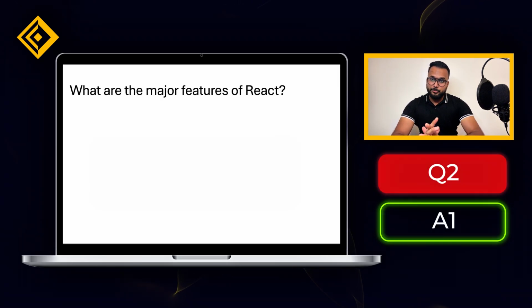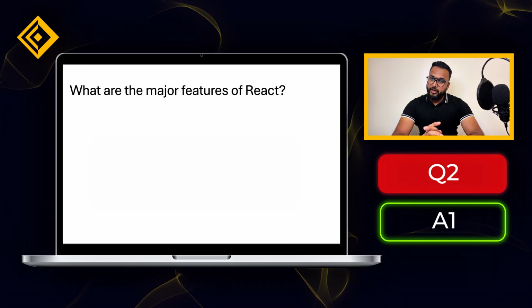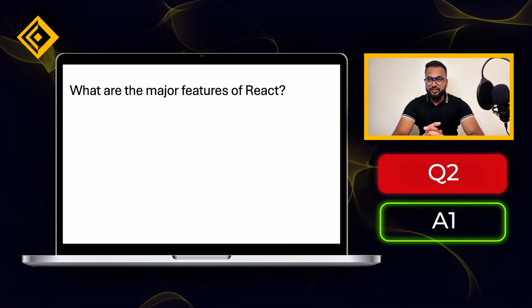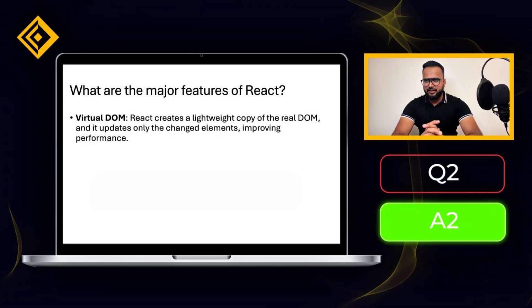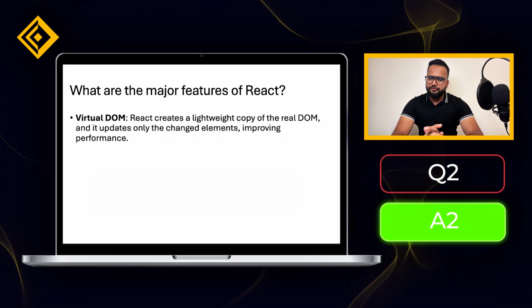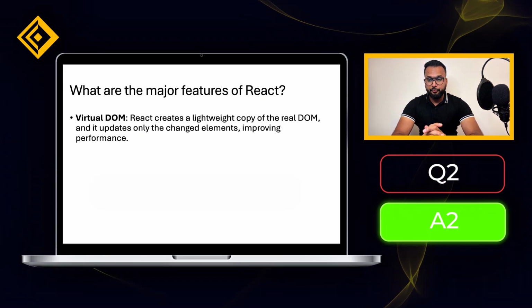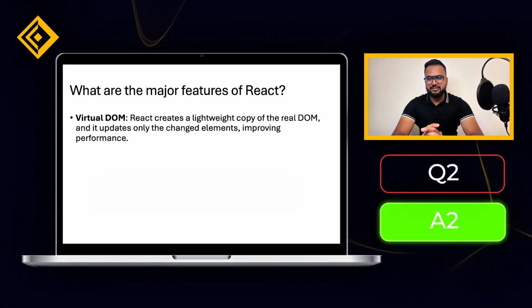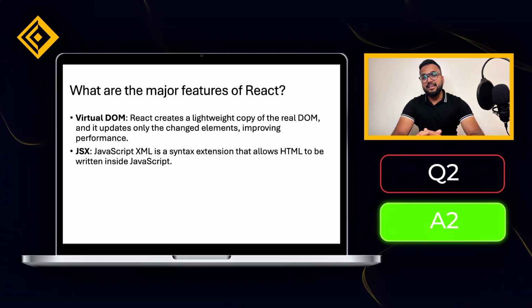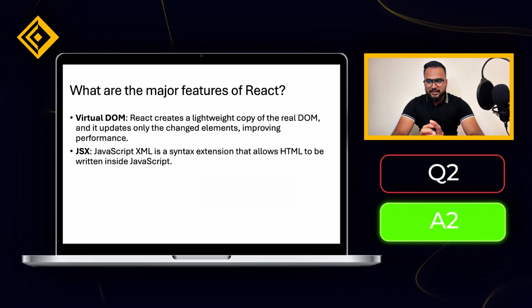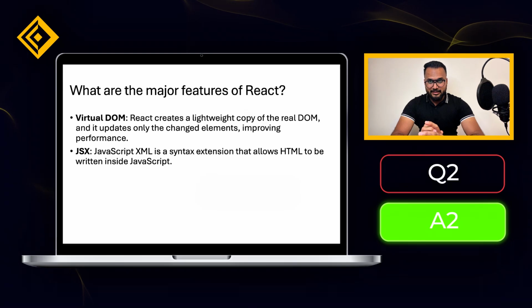Secondly, most probably they will ask you what are the main or major features of React JS. You can go on by explaining the main four of them. The first one is virtual DOM. What is virtual DOM? React creates a lightweight copy of the real DOM and it updates only the changed elements, improving performance.